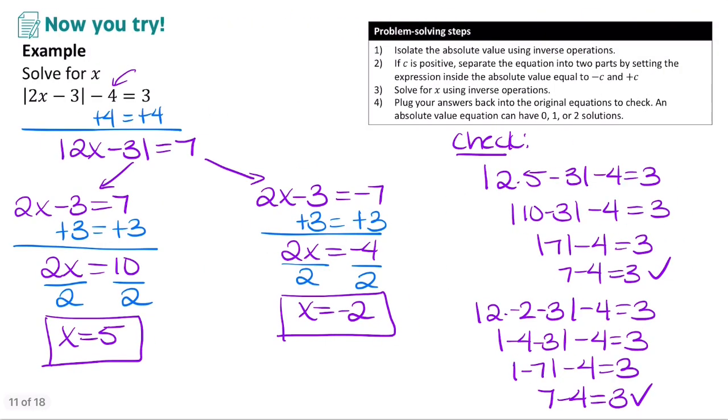So here we have the absolute value of 2x minus 3 minus 4 is equal to 3. Remember, the first step is to get that absolute value isolated by adding 4 to both sides. That then gives us the absolute value of 2x minus 3 is equal to 7, which we separate into two equations. We have the positive case and the negative case. So when we solve, we get x equals 5 and x equals negative 2. When we plug both back into our original equation, we actually find that both solutions are valid.